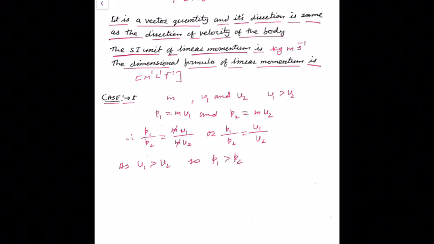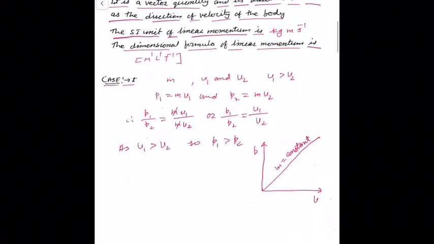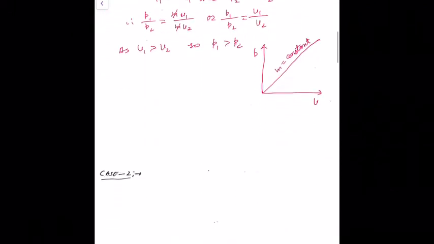This is shown graphically. Here on the x-axis v, on the y-axis p. Then the graph is a straight line. Here m is constant. Clear? Next, case second.